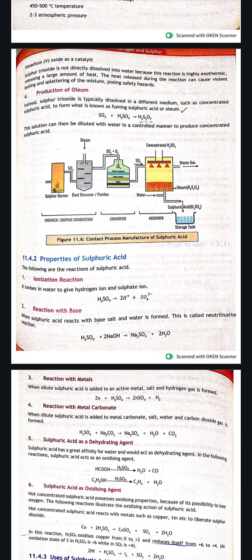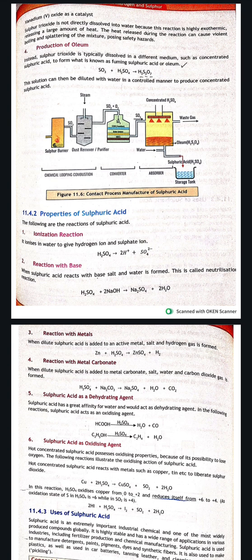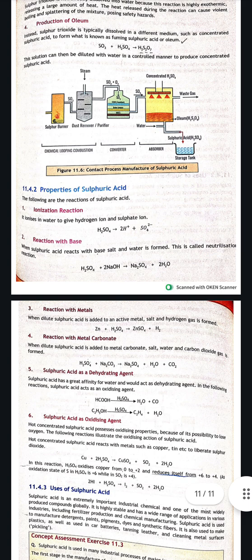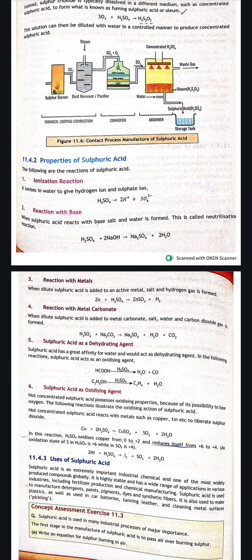So instead, SO3 is typically dissolved in a different medium such as concentrated sulfuric acid to form what? It's fuming sulfuric acid, or oleum. When SO3 reacts with H2SO4, it gives H2S2O7. The solution can then be diluted with water in a controlled manner to produce concentrated sulfuric acid.